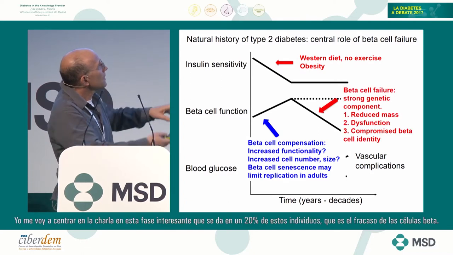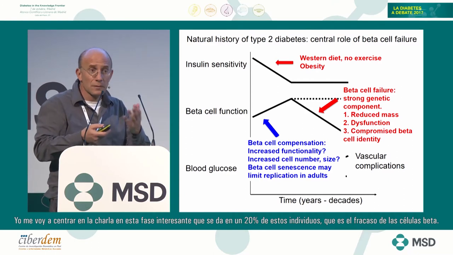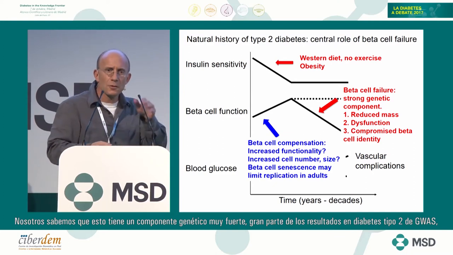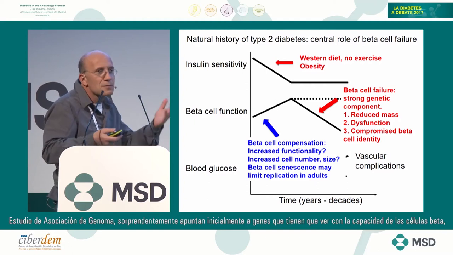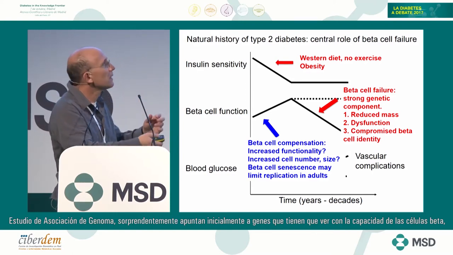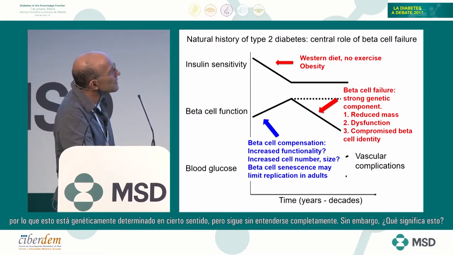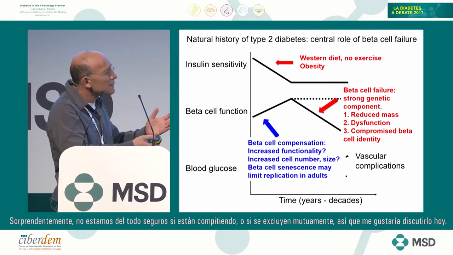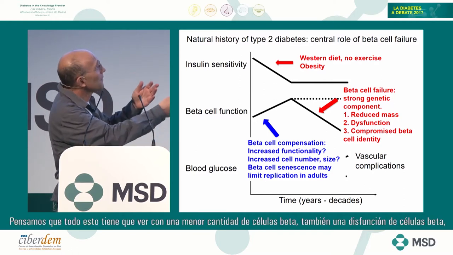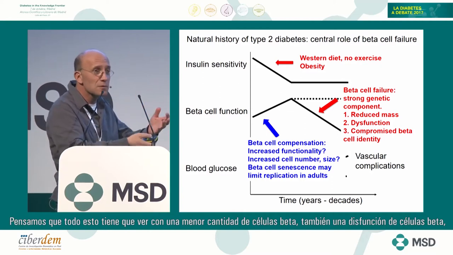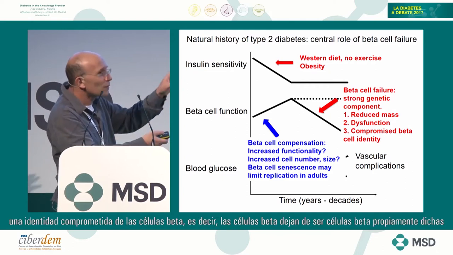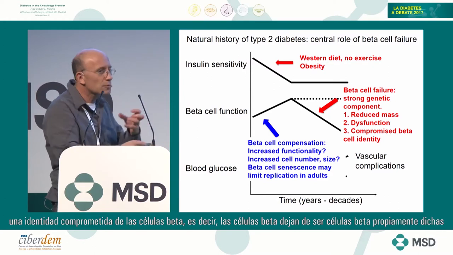I want to focus much of my talk today on this interesting step taking place in about, as I said, 20% of those individuals, beta cell failure. Now, we know this has very strong genetic components. Much of the GWAS, genome-wide association studies, hits for type 2 diabetes, surprisingly, initially, pointed to genes that have to do with the ability of beta cells. So this is genetically determined in a sense, but really not fully understood. But what is it? Again, surprisingly, we're not entirely sure, and there are competing, not mutually exclusive theories, which I would like to discuss today. So we think this has to do with reduced total beta cell mass, reduced number of beta cells, a major component of beta cell dysfunction. They just don't work right. And a newer hypothesis, which I'll focus on most of my talk, is the idea that in this stage, there's compromised beta cell identity.